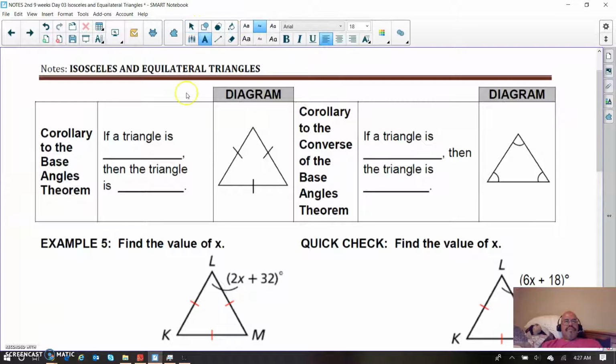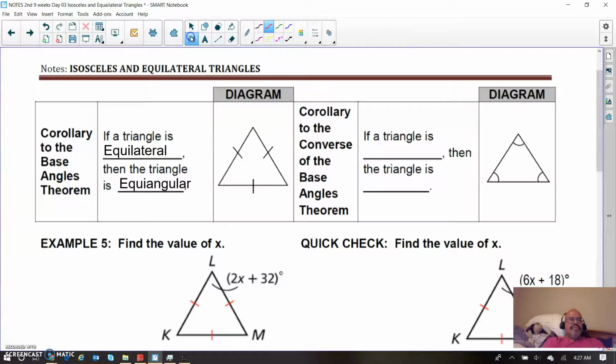So here's what we say right here. If a triangle is equilateral, then the triangle is equiangular. You're probably wondering what I'm talking about. But when we see an equilateral triangle, we also know that all the angles are congruent. So they're all equal to 60.